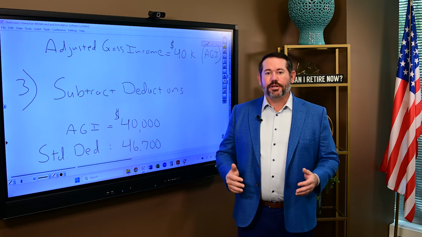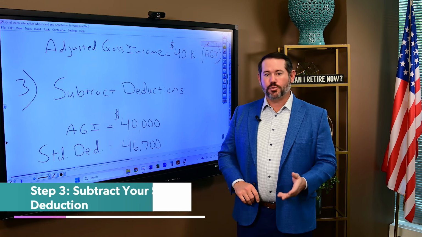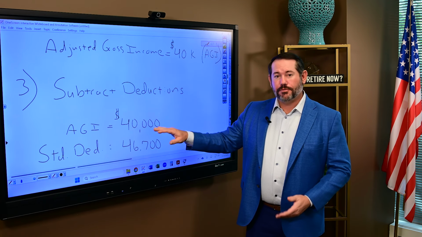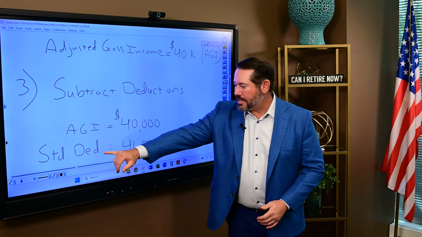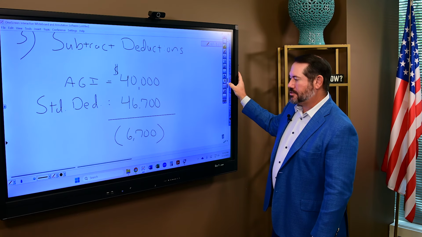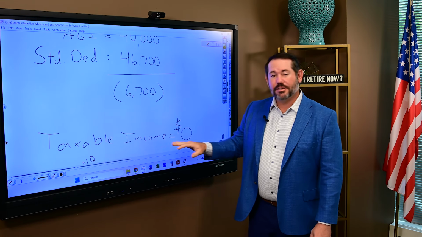Okay, back to step 3, subtract out your standard deduction. So now that you understand what those are for 2025, remember we have an AGI, adjusted gross income, of $40,000, so we subtract out that standard deduction. So 40,000 minus 46,700 is negative $6,700 of income, which means your taxable income is 0.